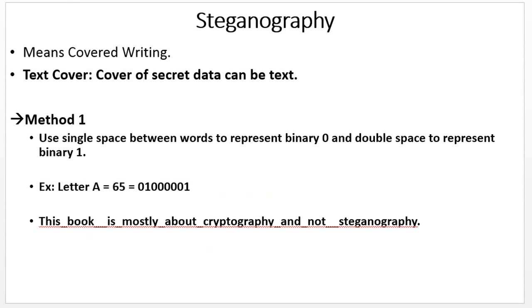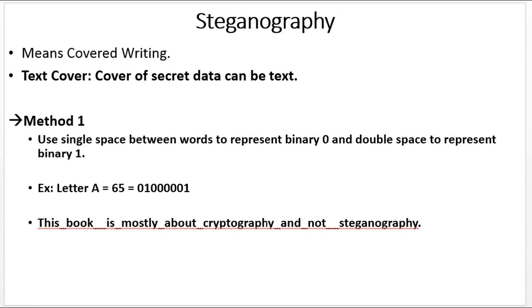Our next topic is steganography. The word steganography is taken from the Greek words stegano and graphein, which mean protected writing or covered writing. It includes text cover, image cover, audio cover, video cover, etc. In this video, I will be explaining about text cover and image cover. Text cover is covering the secret data with overlapping text. The text cover includes many methods.